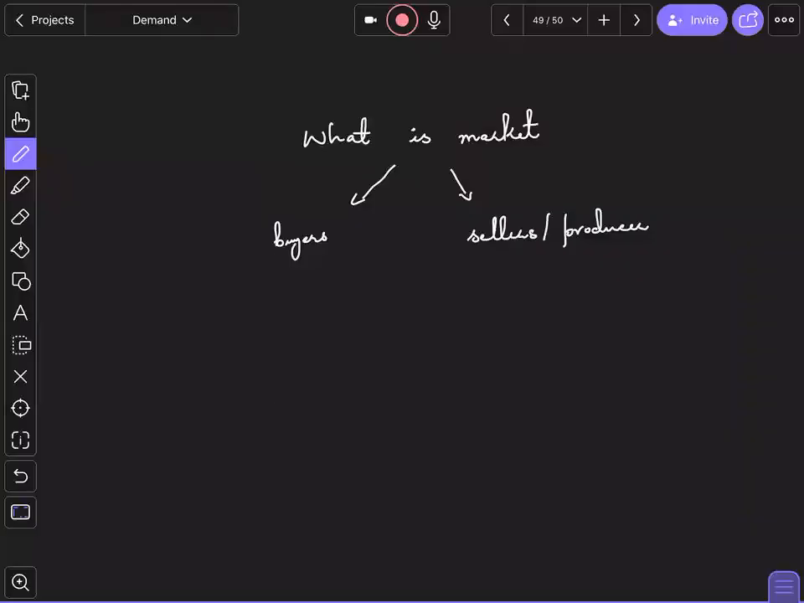So after discussing that market is a place where buyers and sellers will be interacting with each other in order to reach an agreement about the price and what quantity will be bought, what quantity will be sold, then we have to know how the consumers will be buying the good at a certain price. This is what demand is all about. What is demand?